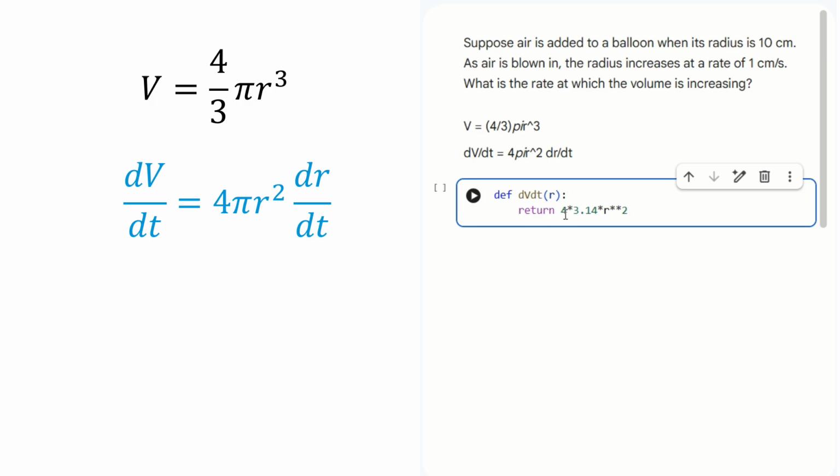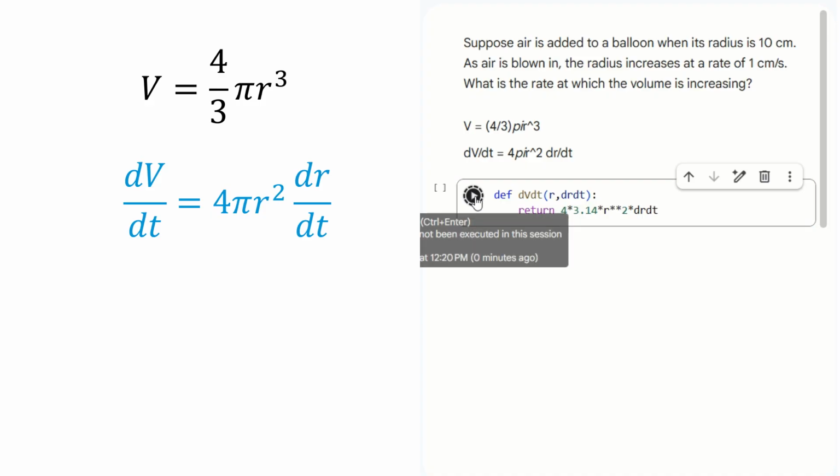So we have 4 times 3.14, so it's interpreted pi. But we really have two variables in here. We have the radius and we have the rate of change of the radius. So I'm going to add a second variable here, and let's call that one dr dt. And then I need to add into my formula at the end times dr dt. Okay, so dr dt is my rate of change of the radius.